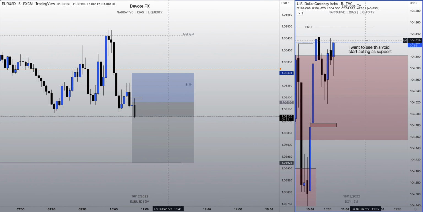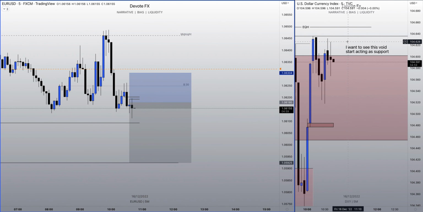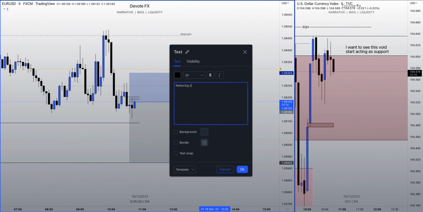So now that we have closures outside of the void, this is where I want dollar to start using the daily opening gap as support. Price is holding us inside of it for now, which is totally okay.